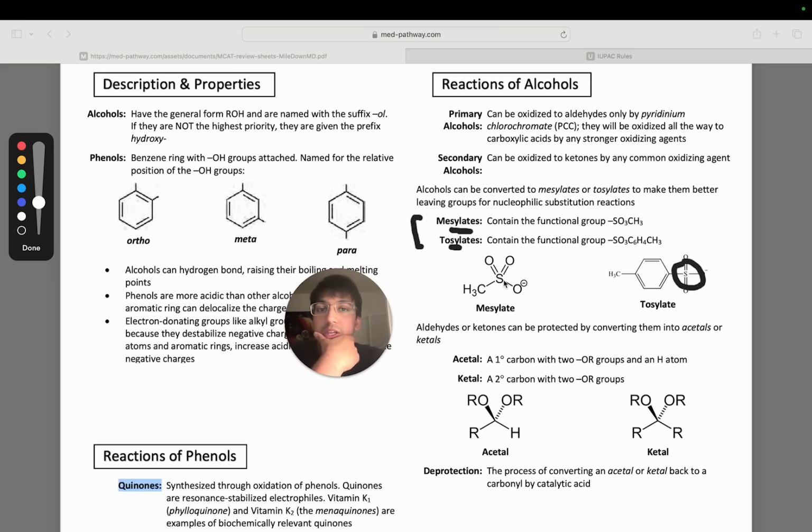So that's kind of how I think about it. Mesylate is kind of like a methyl, right? Like the methyl is C and then 4 H's. Tosylate, I just remember there's a benzo ring there. Again, not too important for the MCAT, more important for your Orgo class.